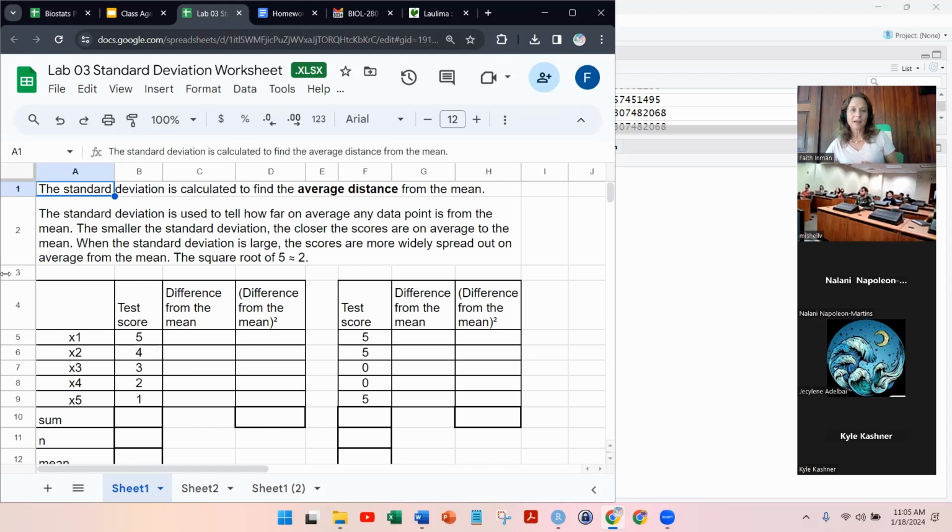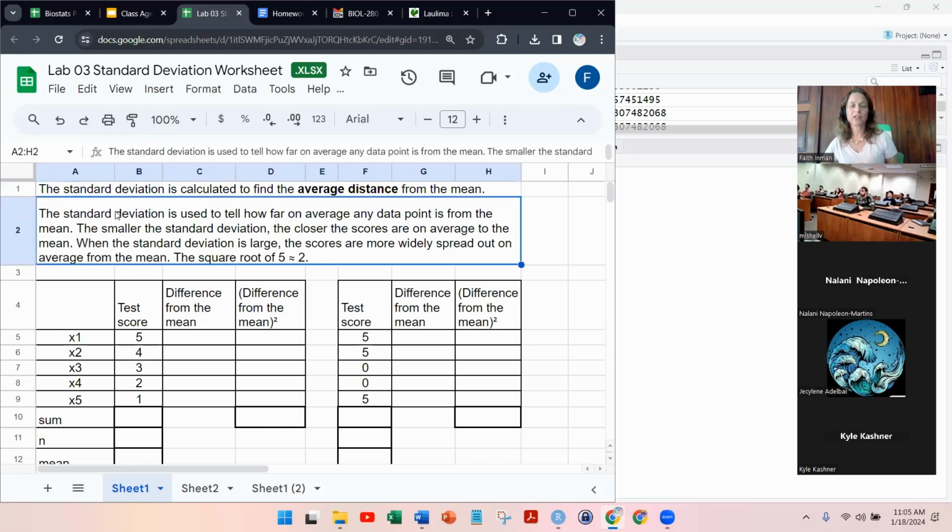So the key concept here is you want to know how far, on average, any data point is from the mean. If you've got your mean, that's your center. How far away are all the data points from that? And the calculation that we use to do that, we're going to see over and over and over in the rest of the statistical tests. And I'm not going to have you calculate them all by hand, but just a couple times so that you see this is what goes into it.